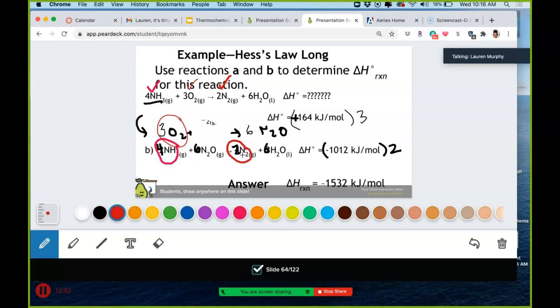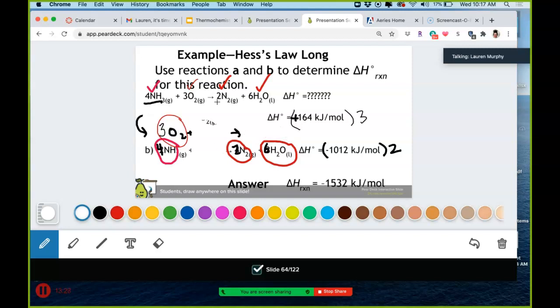Awesome. Okay, what's next? 6 waters. Look at 6 waters right here. Sweet, it's already taken care of. Check. And then you go, what are these extra guys in here? These N2Os. Well, N2O is not in my overall reaction. So we're going to cross our fingers that they work out and cancel out. So look, 6 N2Os as reactants and 6 N2Os as products. They're on opposite sides, so they're subtractive. So I can cancel them out. Bye-bye.